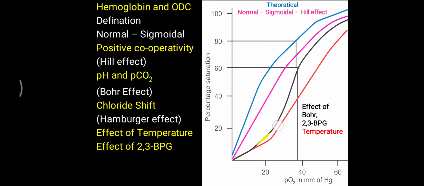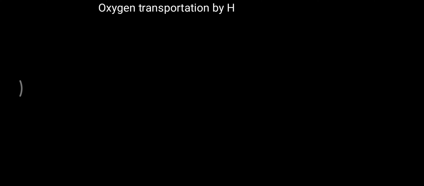Now lastly, the red color line is indicating the effect of temperature on this oxygen dissociation curve. So basically this oxygen transportation by hemoglobin can be affected by pH and carbon dioxide, which is called the Bohr effect, as well as 2,3 bisphosphoglycerate and temperature. Now we will discuss the significance of each of these factors.